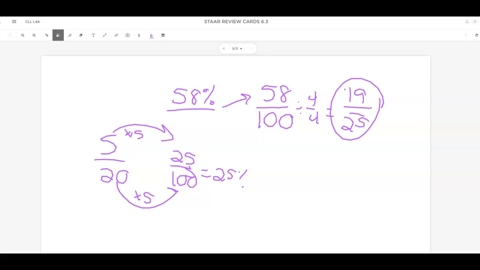Okay, hold on, one more. If they give you a percent and ask for the decimal, you drop the percent and move the decimal 2 places. So that would be just 58 hundredths. Because that's the same as this, 58 hundredths as a decimal. And a fraction, they're the same. Okay.